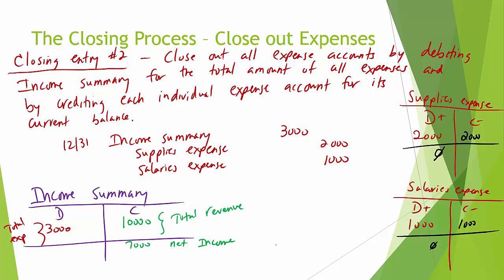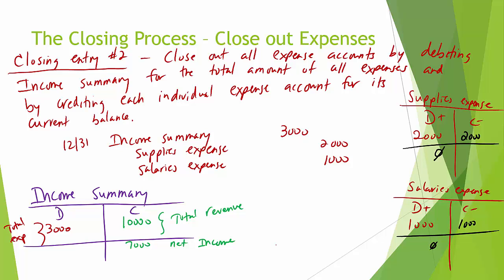Okay, let's look at our income summary T account here. You can see that from before we had a credit of $10,000, which represented total revenue. And now we have a debit posted there as a total amount of $3,000. So that represents total expense. So obviously $10,000 on the credit side, subtract out $3,000 on the debit side, and we have a net income or a credit balance in income summary of $7,000.